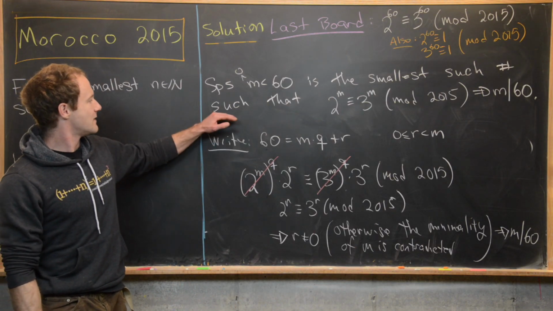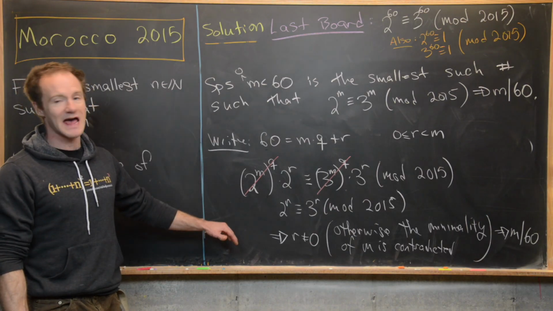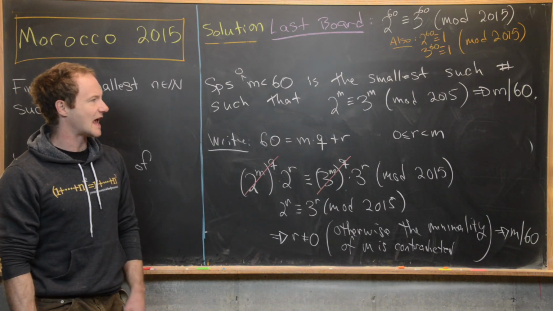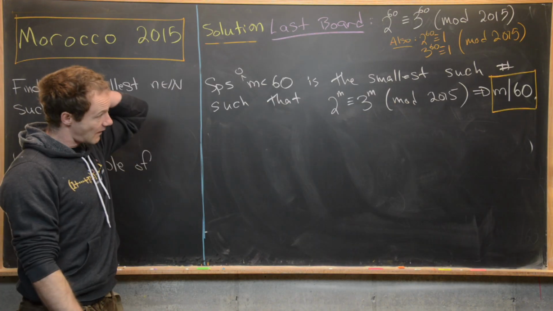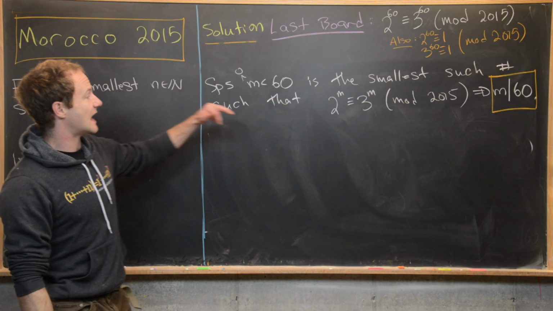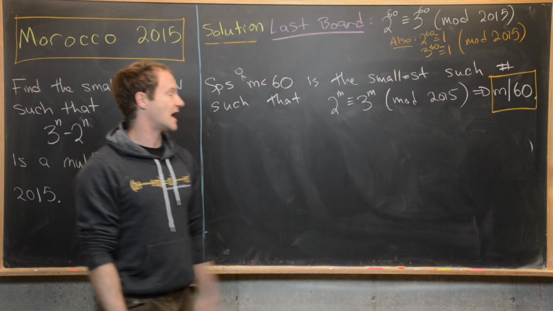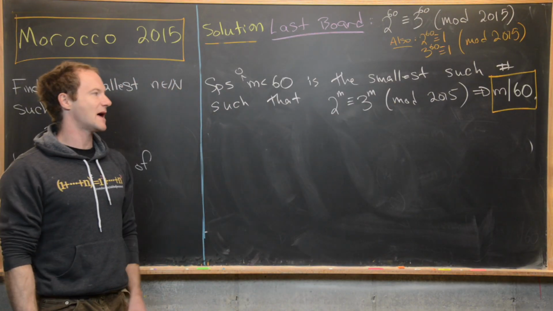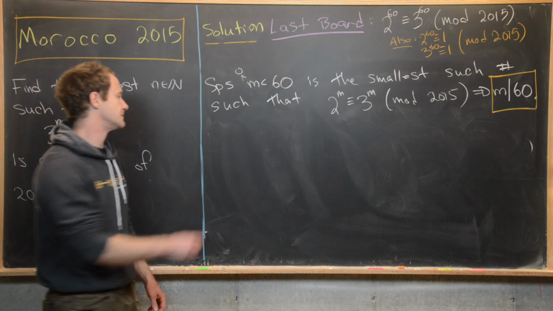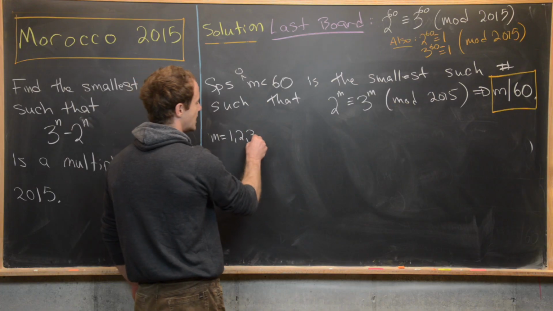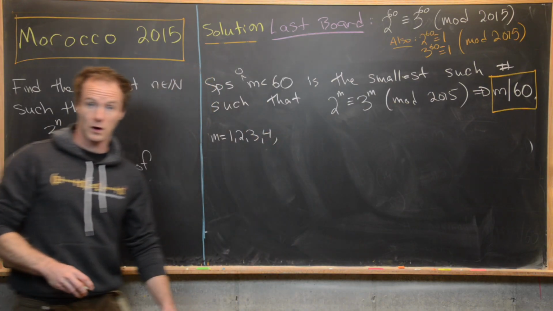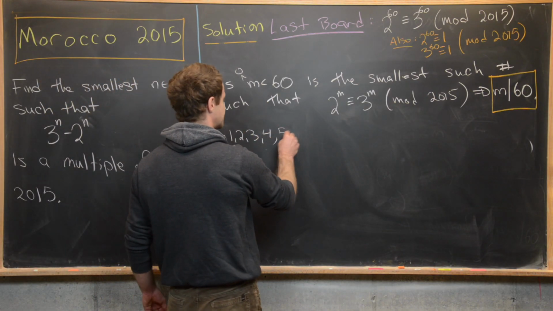Okay, so I'm going to clean up the board from here down, and now it's just a case of checking all of the divisors of 60. On the last board, we noticed that if m satisfied this congruence, then m had to be a divisor of 60. So what that tells us is that m can be equal to 1, 2, 3, 4. Let's see, 5 is a divisor of 60.